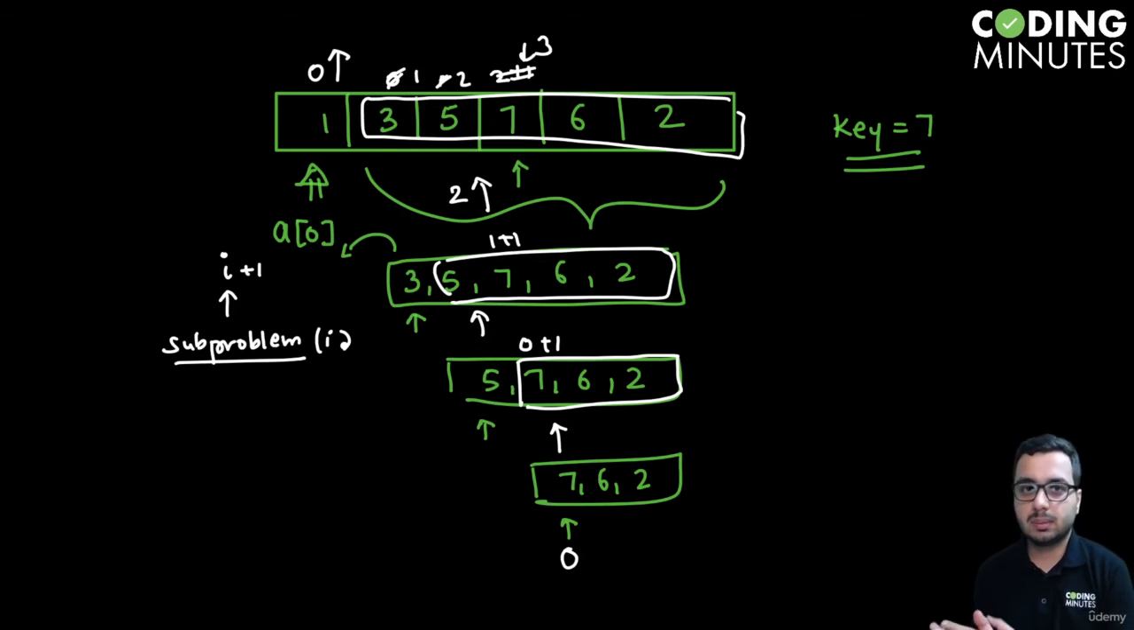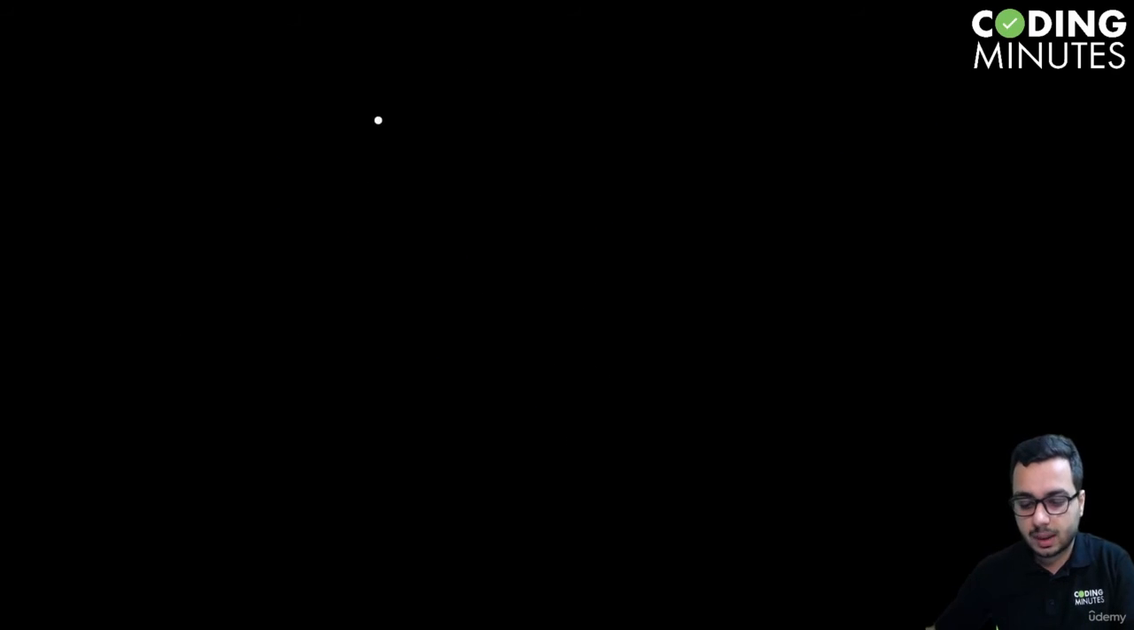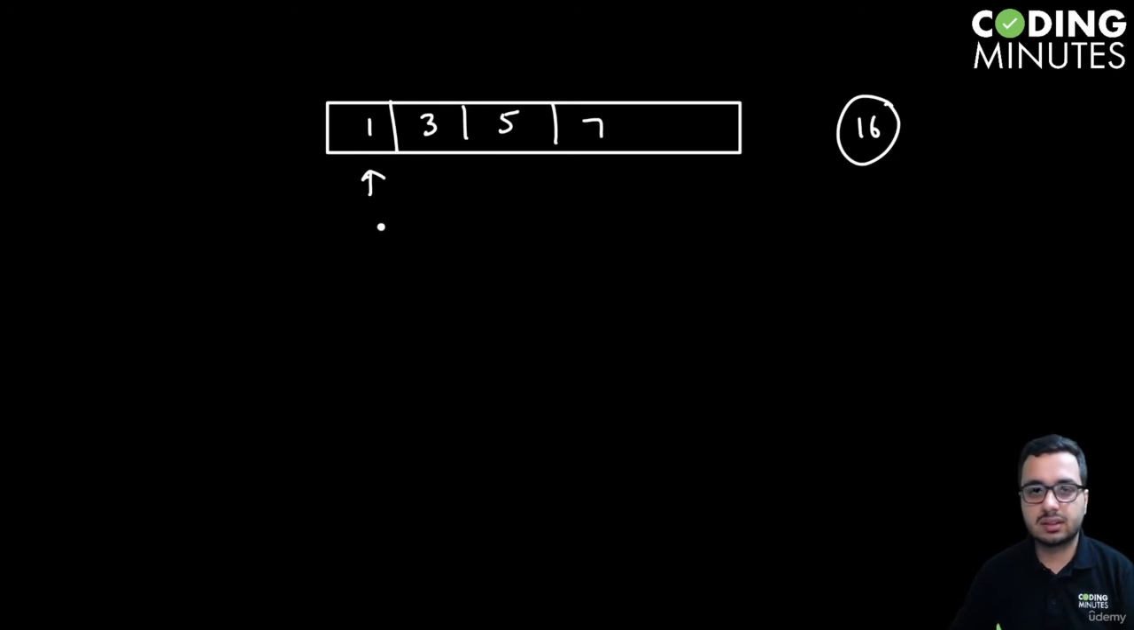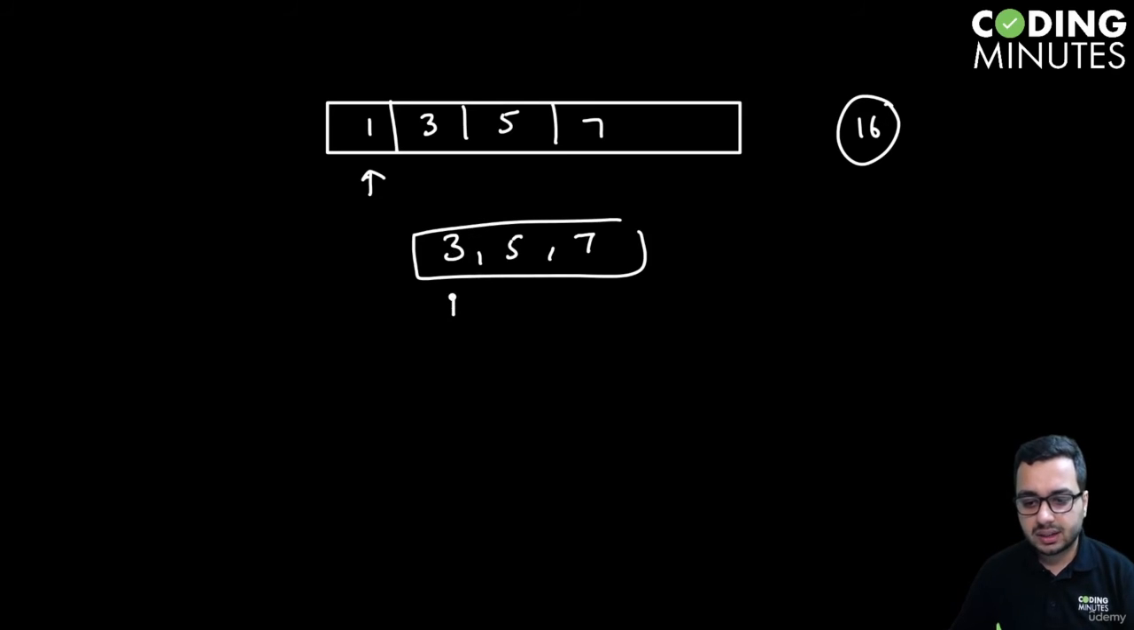Now one possibility may arise. It is possible that the key was not 7, it was 17, let's say. In that case what is going to happen? We are not going to find 7. So let's see what happens in that case if the element is not found. Let's say we have an array 1 3 5 7 and we are looking for 16. You look at this element, it is not equal to 16. You make a sub call on 3 5 7. You look at 3, it's not equal to 16. You make a call on 5 and 7.